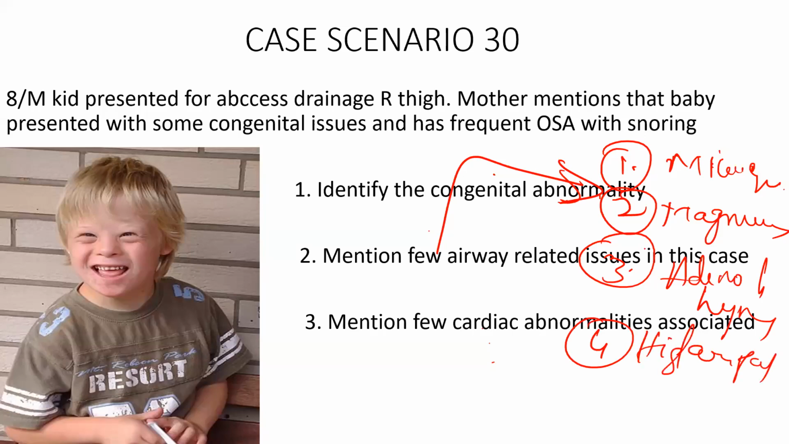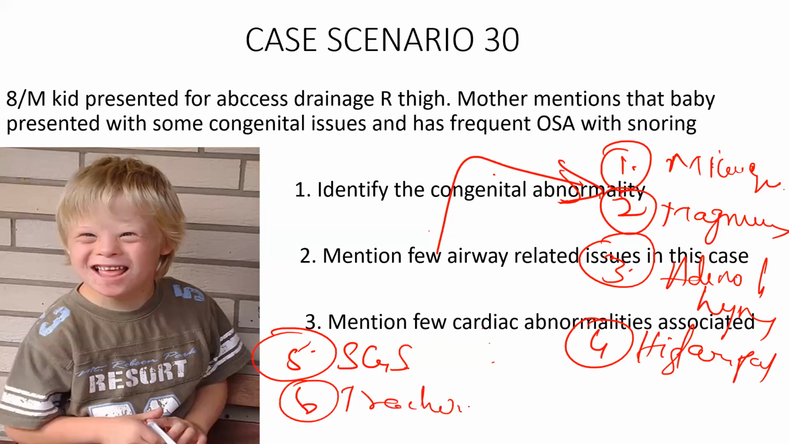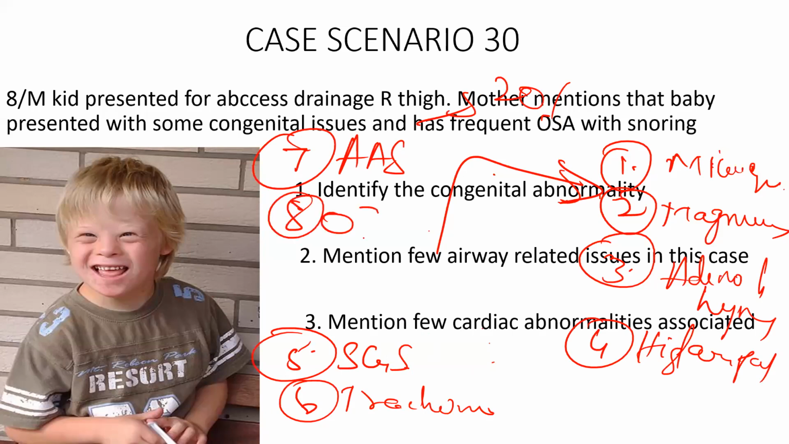Then subglottic stenosis. Then tracheomalacia. Then coming to the spine, atlanto-occipital instability. It is noted in nearly 20% of Down syndrome. And lastly, obstructive sleep apnea.